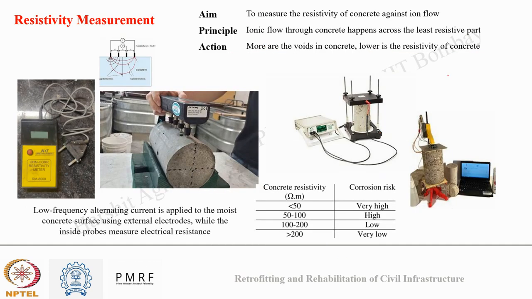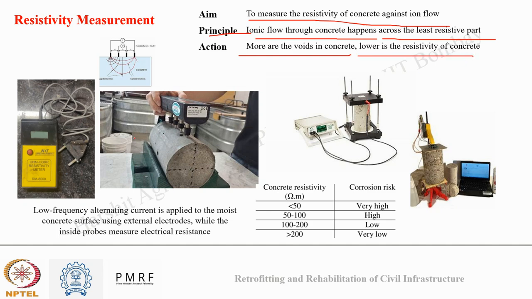Okay, after half cell, the fifth and final entity is resistivity measurement. The aim of this testing is to measure the resistivity of concrete against ion flow, and it is based on the principle that ionic flow through concrete will happen across the least resistive part. So the more voids inside the concrete, the lower the resistivity of concrete.